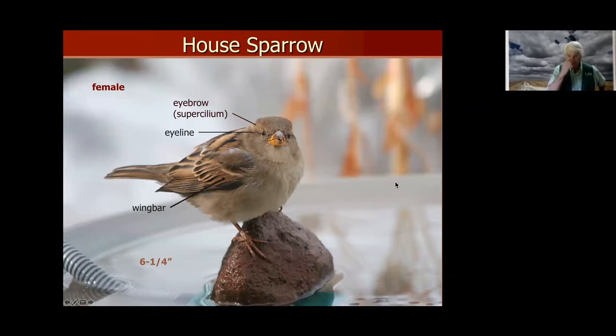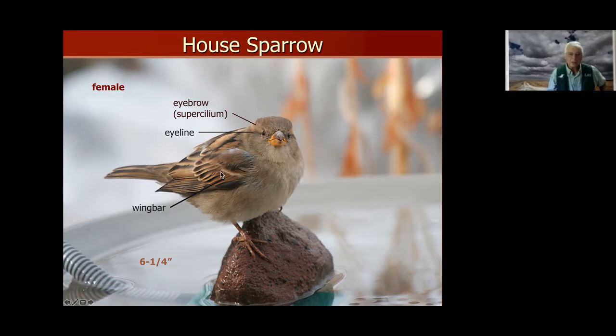This is the female, very different. Just a little brown job, LBJ, little brown jobby. But notice, again, unstreaked on the undersides, all clean chin, throat, breast, and belly. But up here, there is a line that goes above the eye. We call that an eyebrow. Or if you want to impress your friends, use the formal term, it's called the supercilium. And then there's a line that goes through the eye. That is called an eye line.